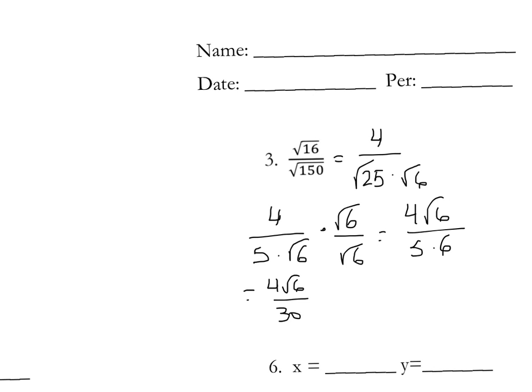And now, if you look at the two numbers, 4 and 30, there is a number that goes into both 4 and 30. That is 2. So 4 divided by 2 is 2, and if I divide 30 by 2, I get 15. So my final answer is 2 root 6 all over 15.